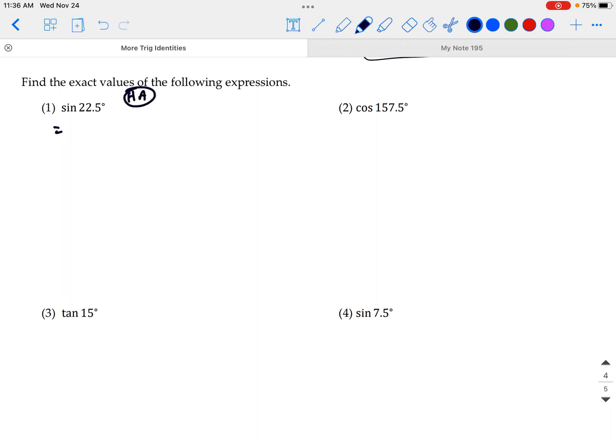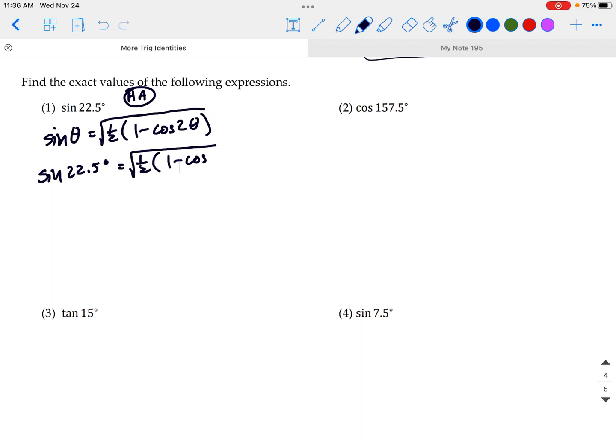So for sine 22.5, we'll use our half angle identity. So we know that sine of theta is equal to the square root of 1/2 (1 minus cosine 2 theta). So that means sine of 22.5 degrees is the square root of 1/2 times (1 minus cosine 45 degrees). And we'll note this will be positive because sine is positive in the first quadrant where 22.5 is located. So we can just evaluate as is.